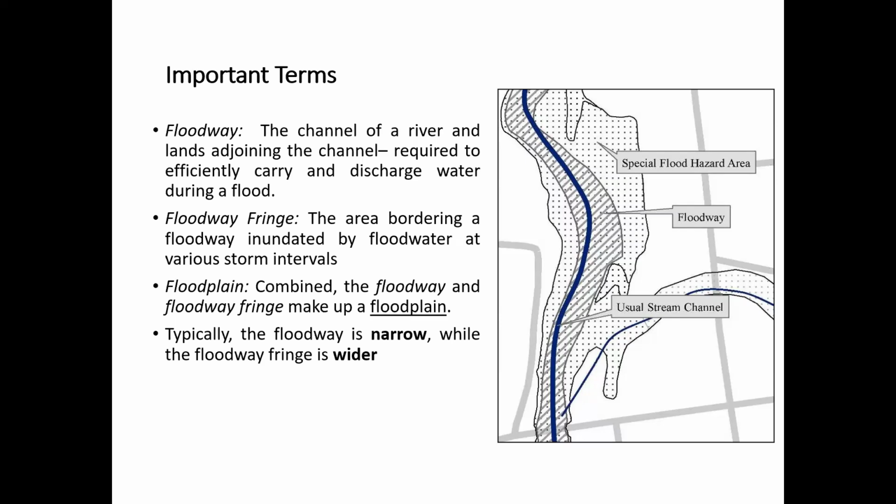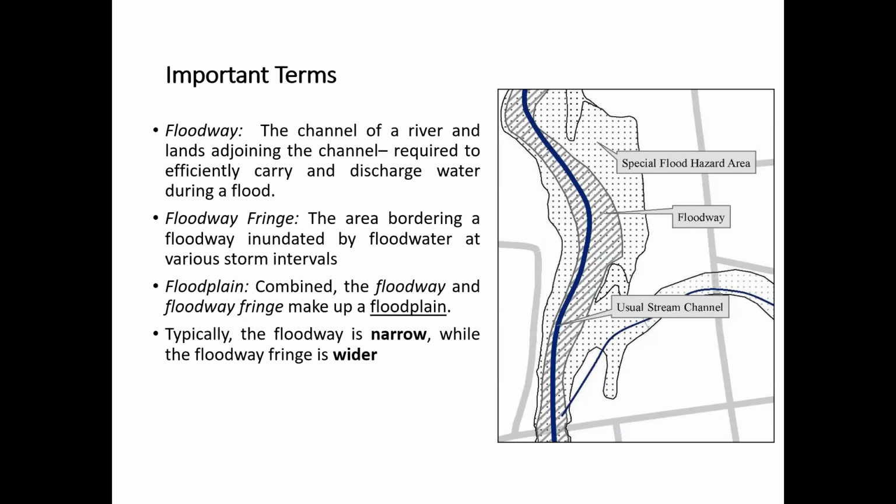First, the floodway. Important to know the floodway and the floodplain are not the same thing. The floodway is a specific part of the floodplain, and it is the channel of a river and lands immediately adjoining the channel that are required to efficiently carry and discharge water during a flood. So if you think about flood events, often you have the middle of the river and sometimes the banks along the river where water is moving, and then slower inundation at the edges. That water where it is moving is considered the floodway.